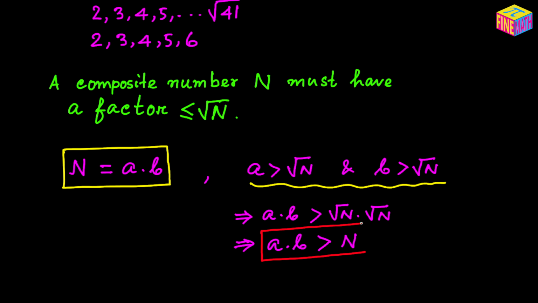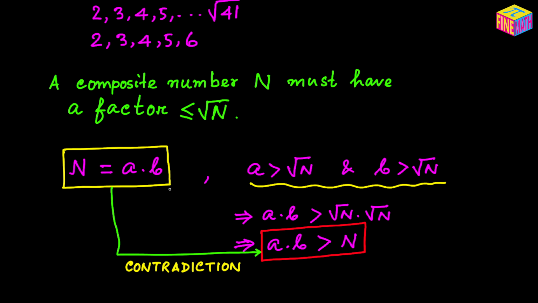Initially we assumed that a times b is equal to n, but here we come to a situation where it contradicts our initial assumption. So this is a contradiction right here. That means our assumption is not right.